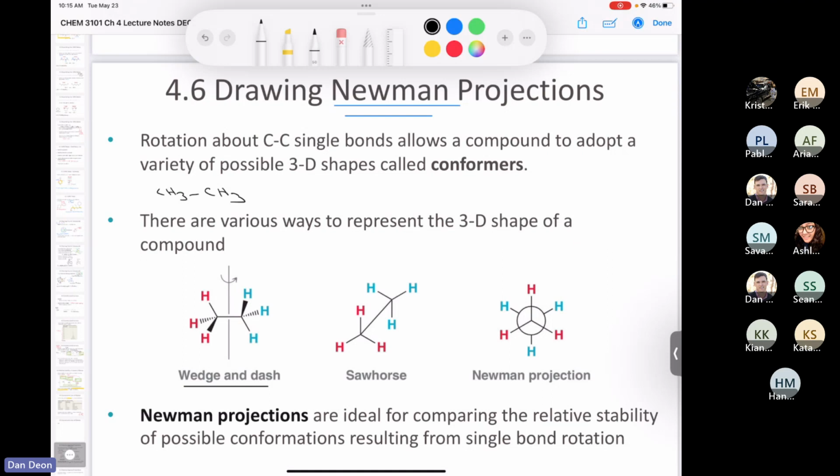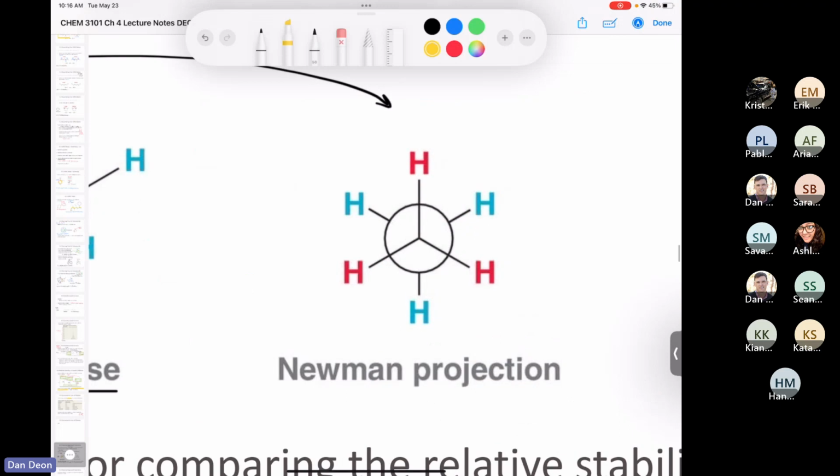Then if you rotate it slightly, you end up with what's called a sawhorse diagram. We're not going to use those a whole lot in this class, but if you were to rotate this bond 90 degrees, you would end up with what we call the Newman projection. So you're literally taking your eyeball, this is a human eyeball, and you're looking down this carbon-carbon bond, and what you see is something that looks like this.